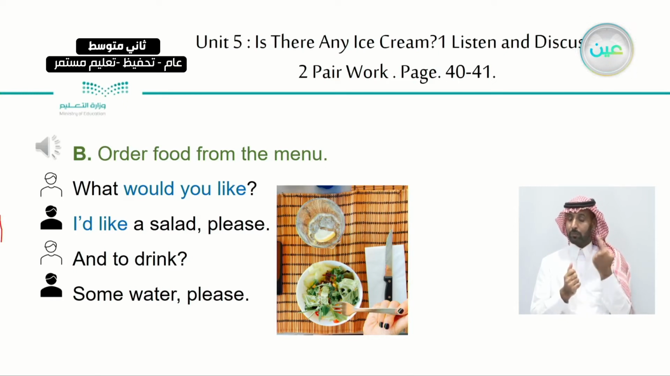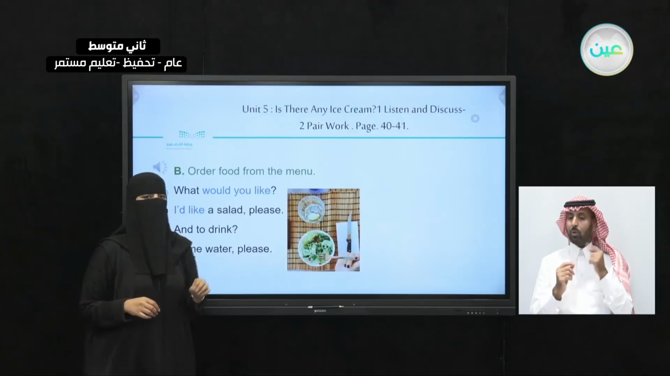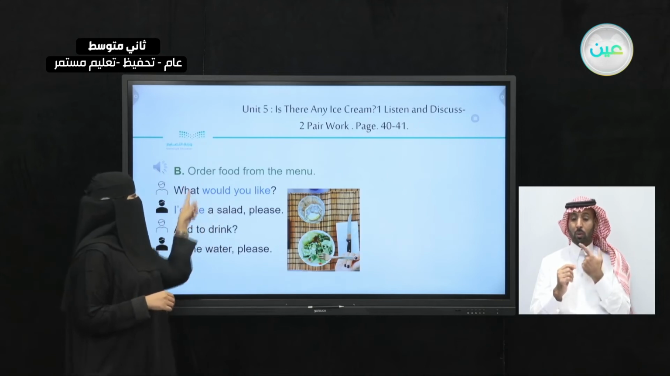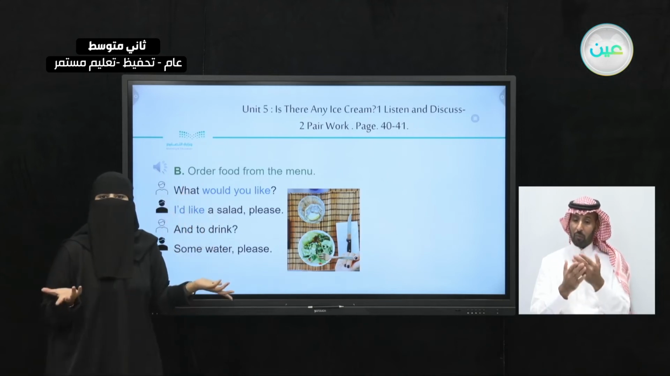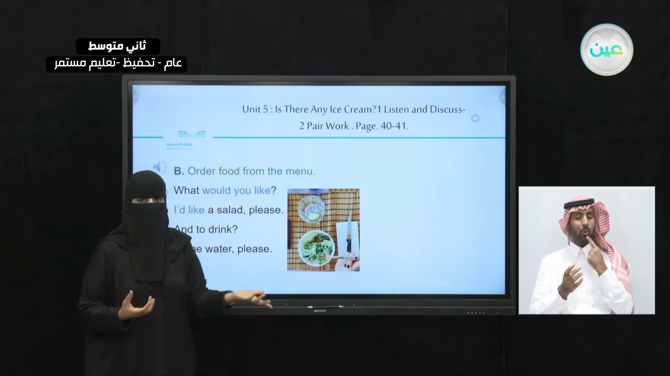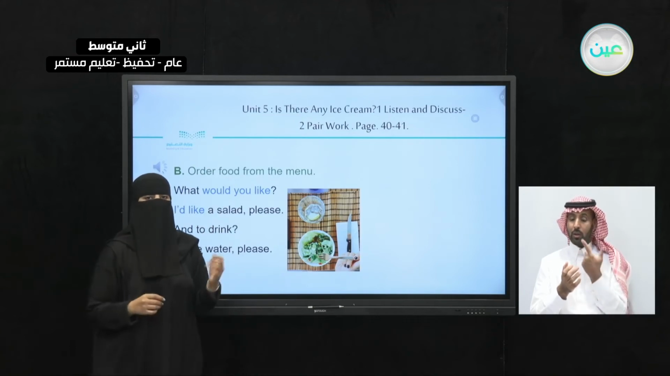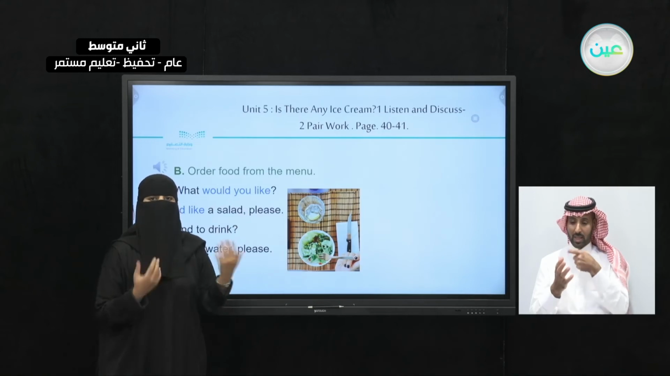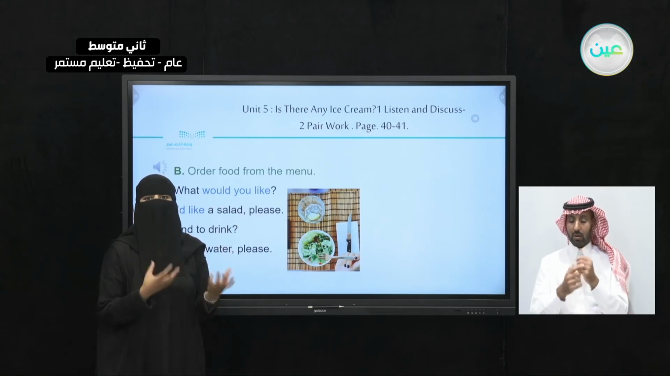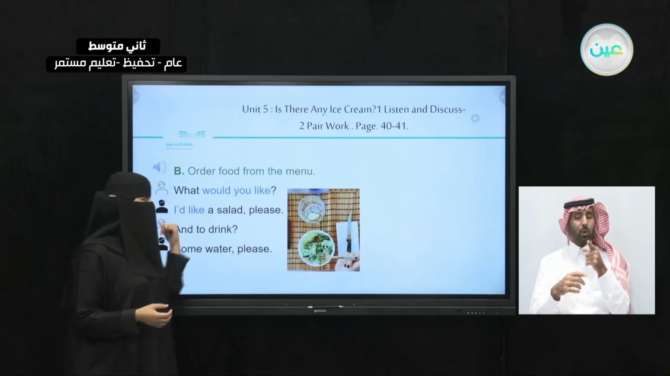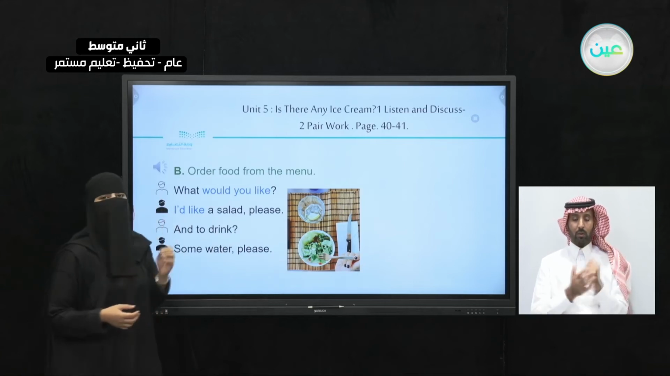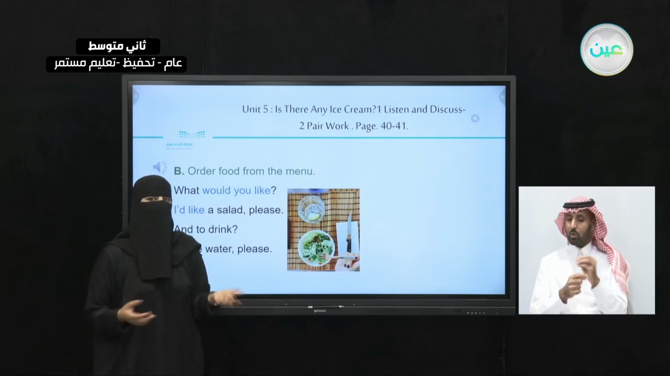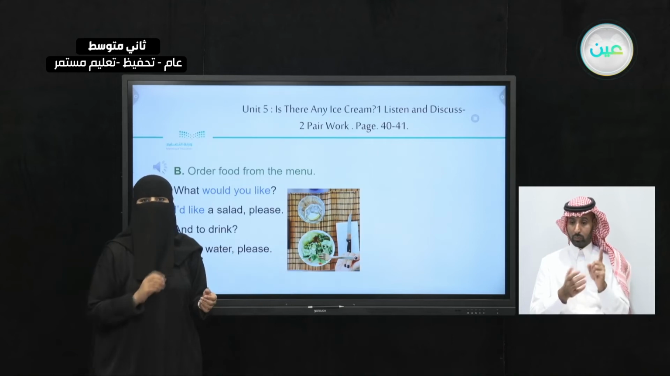So, in the question, what would you like? Before would you like, we have a WH word. What? That means you're going to say something. I want an apple pie. I want a salad. I want cheesecake. So you're going to tell the person what exactly you want. But before, it was, would you like to order? Yes, I would like to order cheesecake.